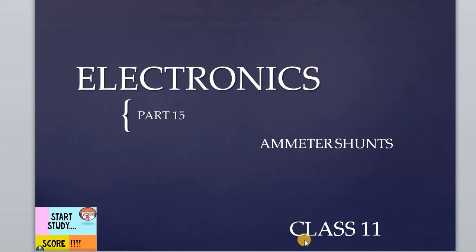Today we are going to discuss electronics part 15 of class 11: ammeter shunts.